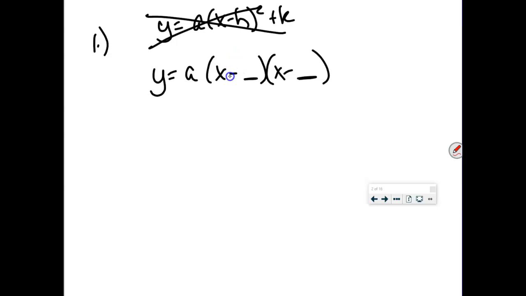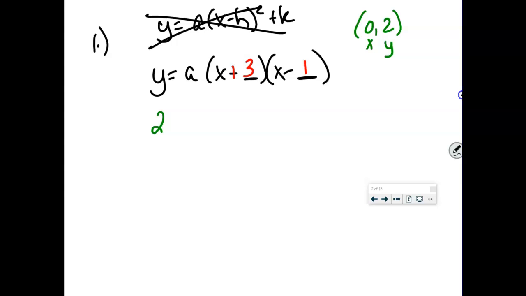A negative 3 and a positive 1. So negative 3 looks like that now, and then a positive 1 looks like that. But wait, there's one more clue. They gave me one clue that said it goes through a y-intercept at 0, 2. I can use this as a random x-y ordered pair. So I can plug in a 0 for all my x's and a 2 for my one y, and that'll only leave a to be a variable.